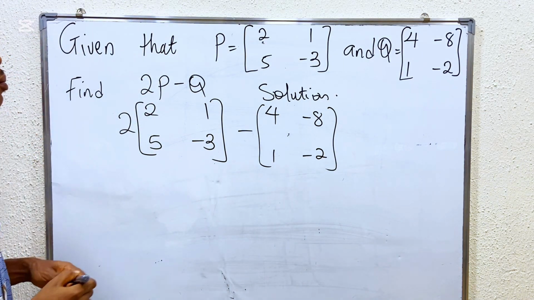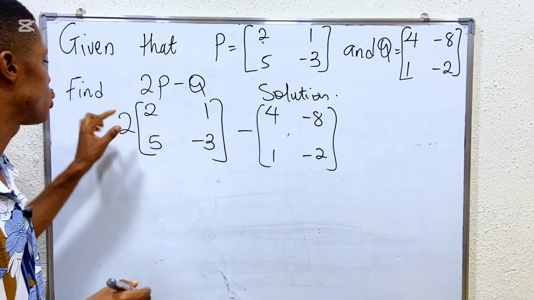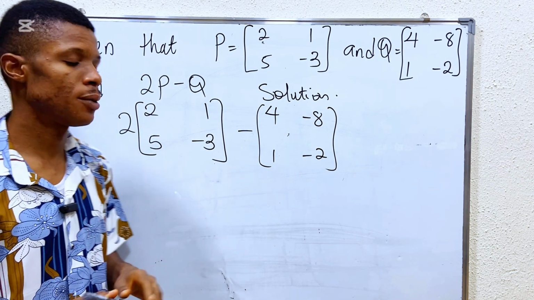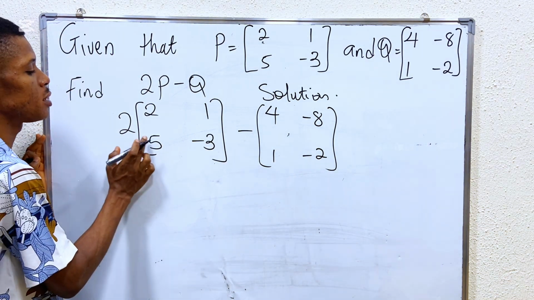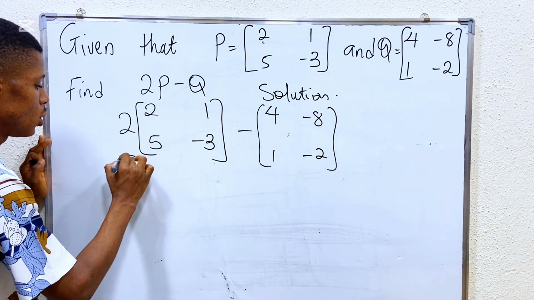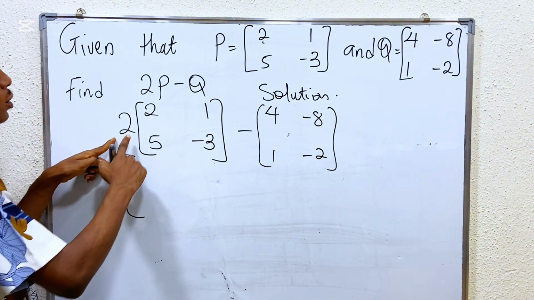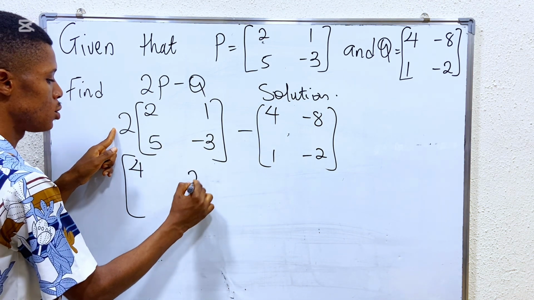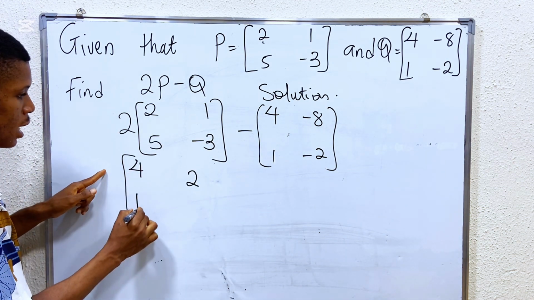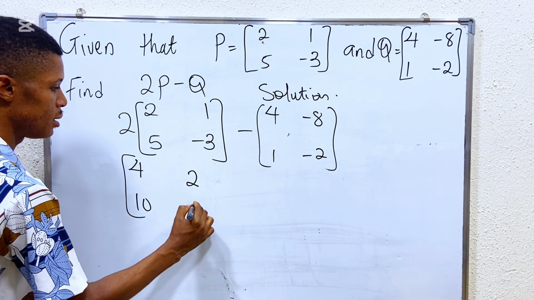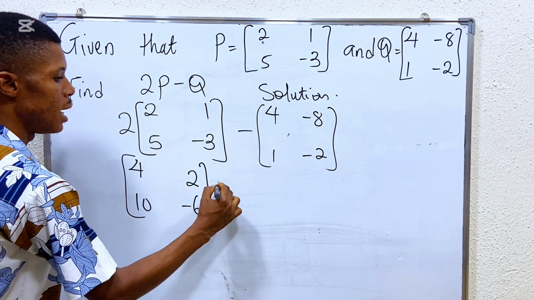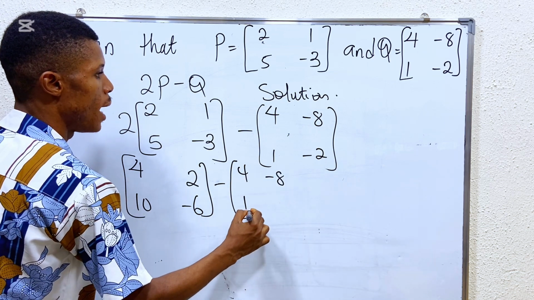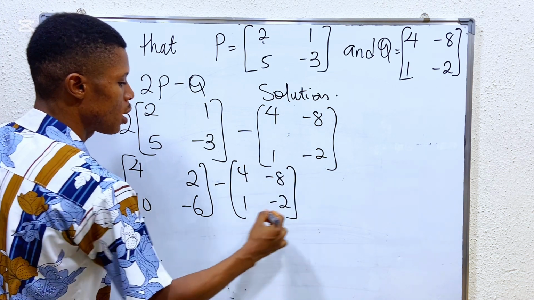Okay? So to multiply the matrix, we use the number 2 to multiply all the entries of the matrix. So we are using 2 to multiply everything in the matrix. So the new matrix formed will be a matrix of 2 times 2 is 4, 2 times 1 is 2, 2 times 5 is 10, 2 times -3 is -6. Then minus another matrix of 4, -8, 1, -2. Okay?